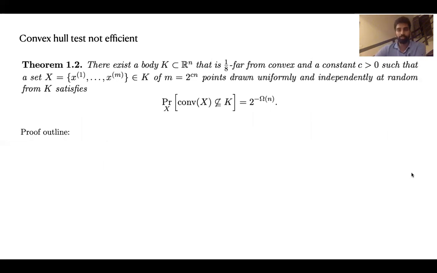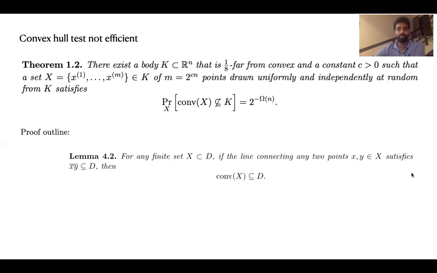And the proof of theorem 1.2 mainly uses theorem 1.1 with an additional lemma, which we prove: let's say you have a set of points where the line connecting any 2 points in the set lies completely inside the body, then the convex hull of the points also lies completely inside the body. So combining this lemma with theorem 1.1 and using a union bound would essentially prove this theorem. Yeah, the end.